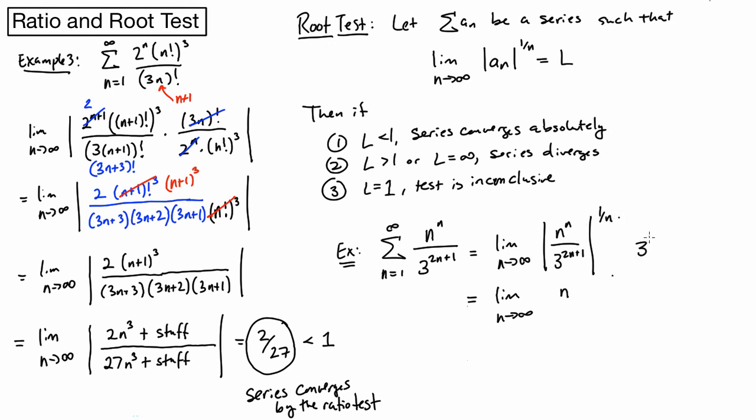Then in the bottom, you've got 3 to the 2n plus 1, and I'm raising that to the 1 over n power. That's going to divide each term of the exponent by n, so that I'll end up with 3 to the 2 plus 1 over n. This is the effect of taking the nth root: I take the nth root of the top term and the nth root of the bottom term. Now, as n goes to infinity, I get infinity in the top, and I get 3 to the 2 plus 0 in the bottom, which is infinity over 9, or infinity in the limit. Since the limit is infinity, this series diverges.